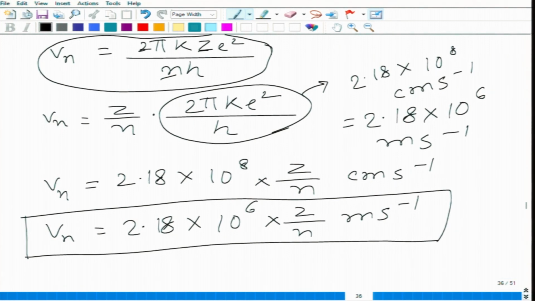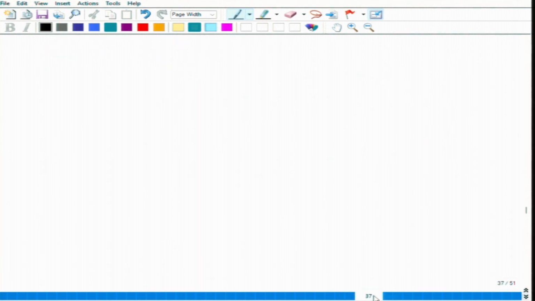Now for hydrogen atom there is one electron, so for hydrogen atom Z equal to 1 and n equal to 1. Therefore, for hydrogen atom, the velocity of electron in the first orbit will be equal to 2.18 into 10 to the power 6 meter per second.